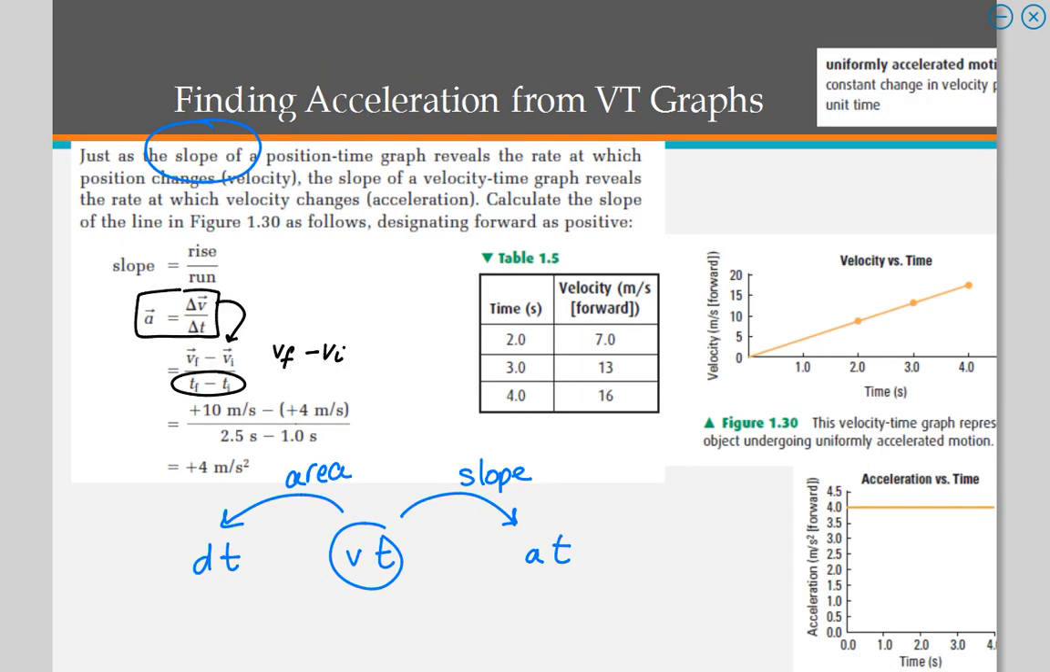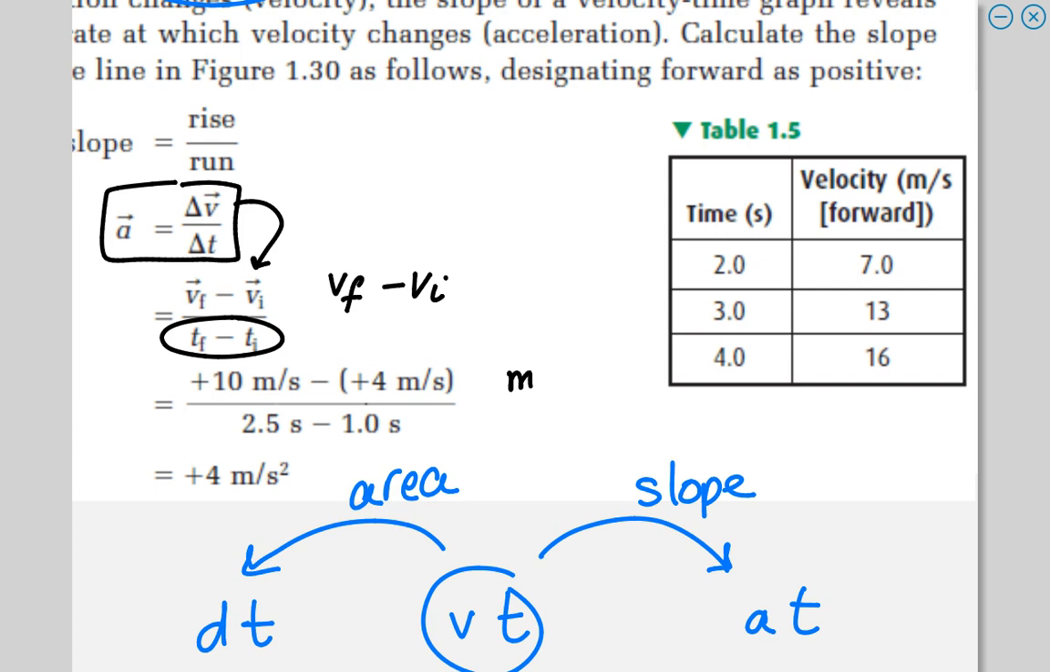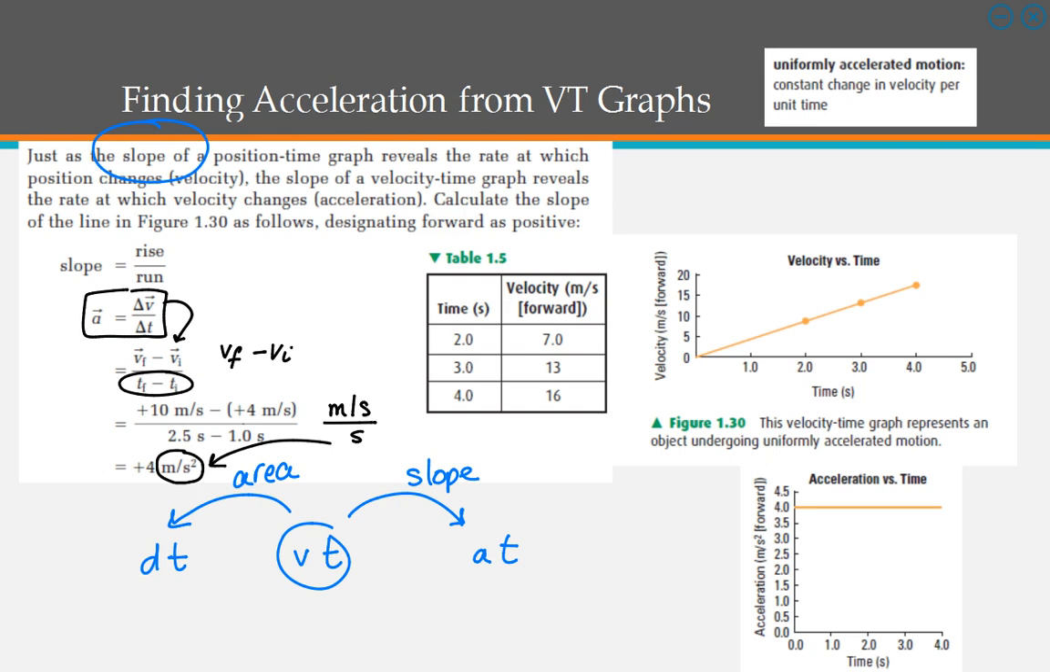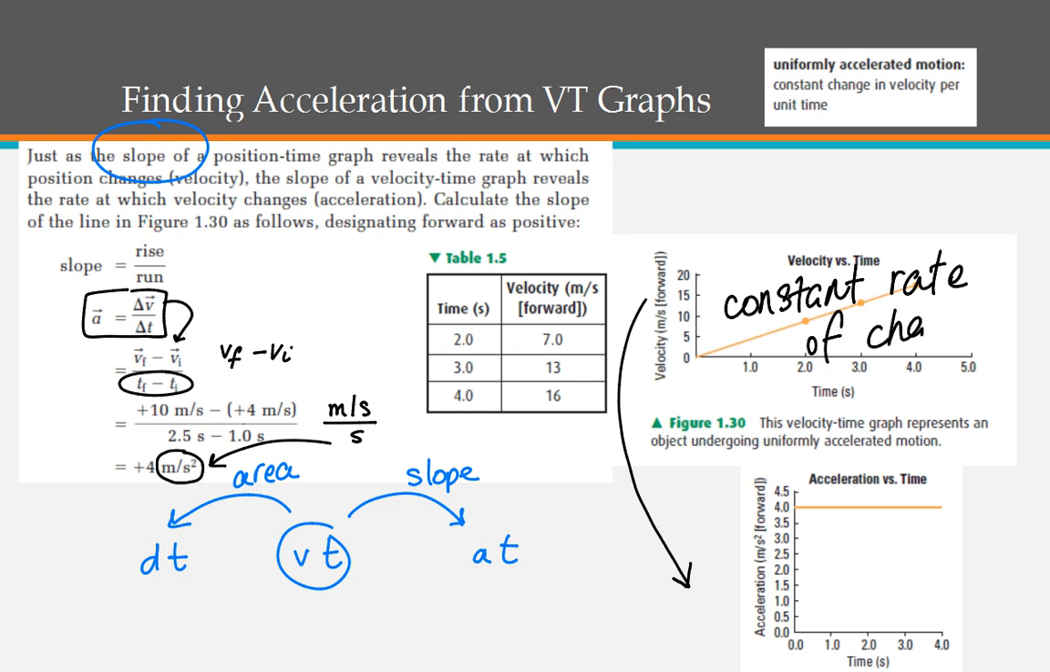And just a word on units. It'll be meter per second, which is the acceleration unit, meter per second square. And we will do this in a lab. So just look at the connection between the VT graph and the AT graph. If this is constant rate of change, does it make sense that my AT graph is flat? Good.